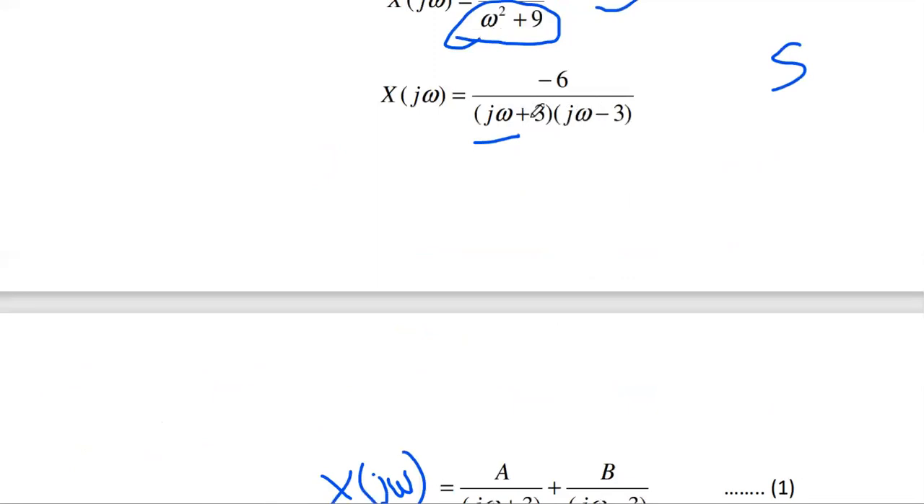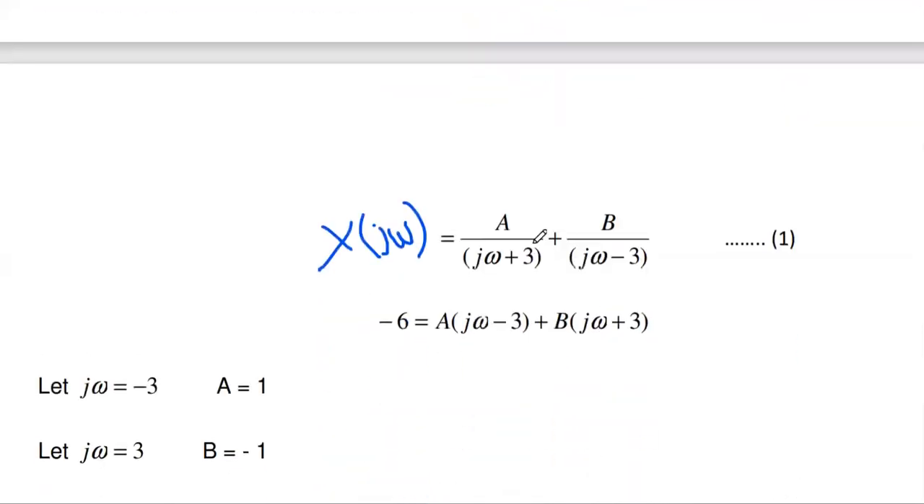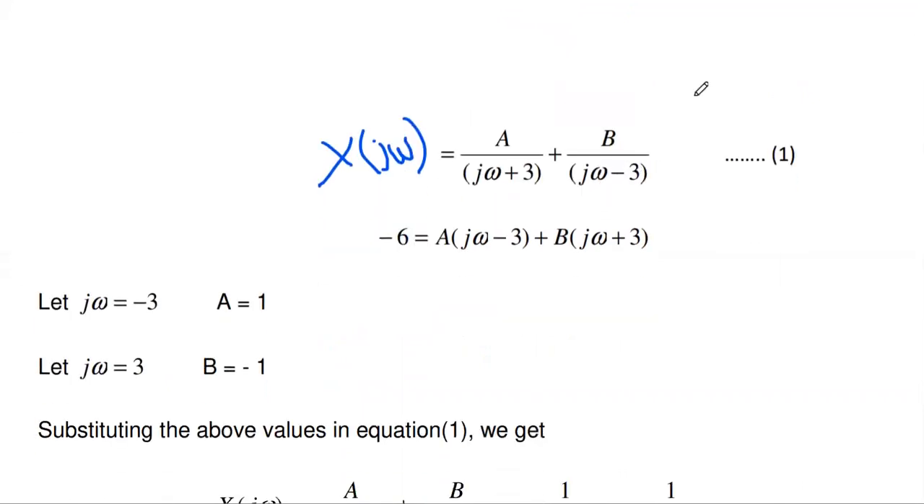So here the two roots are there. We have to split these two roots with some partial fraction coefficient A by the first root, j omega plus 3, then similarly B divided by j omega minus 3. Consider this as equation number 1. This is the partial fraction expansion method. In this, we have to find the values of A and B. In order to find them, you just cross multiply. If you take the LCM, we will get A into j omega minus 3, then B into j omega plus 3, divided by j omega plus 3 into j omega minus 3.